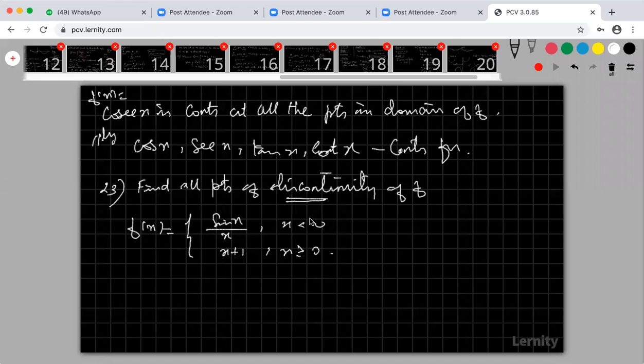So now look at that. I'm going to check the continuity at x equal to 0. Then come to the left hand limit. What is my left hand limit? Limit x tends to 0 minus f of x. What is my f of x? My f of x is sin x by x.